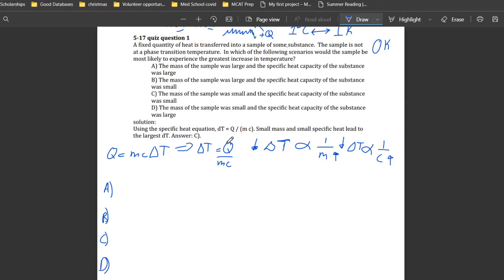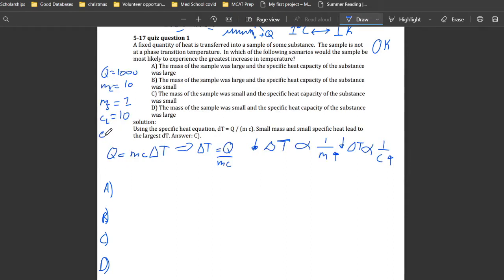So if we have a fixed energy, we're going to just create random numbers here. So for this question, we're going to say Q is equal to, let's say, 1,000. A large mass would be equal to 10 kilograms. So this is mass sub large, mass sub small, because we have cases of masses being large and small. That's equal to 1 kilogram. And then specific heat capacity, we'll say the large specific heat capacity is 10 joules divided by Kelvin times kilograms.